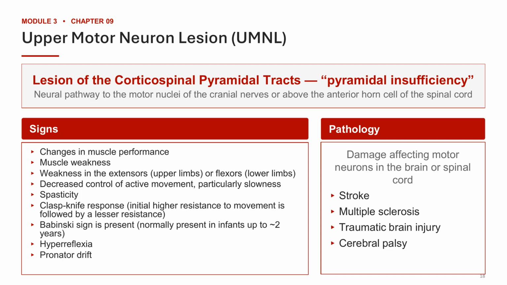Alongside that, there is decreased control of active movement, particularly slowness. Then tone, spasticity with the clasp knife response, an initial high resistance that suddenly gives way as you continue the movement. Then the release phenomena. The Babinski sign is present, and recall that it is normal in infants up to roughly 2 years until the corticospinal tract myelinates. Hyperreflexia and pronator drift, a sensitive early sign. Ask the patient to hold both arms out, supinated with eyes closed, and the affected arm pronates and drifts downward.